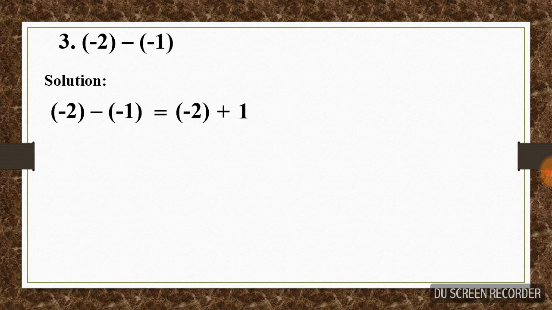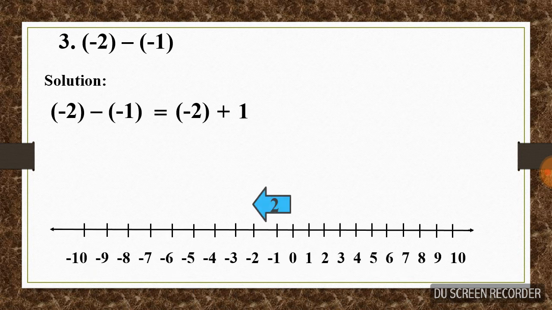By using number line, let's solve this problem. Negative 2. Since 2 is negative, we'll move 2 times from 0 to the left. Plus 1. Since 1 is positive, we'll move 1 time from negative 2 to the right. Now negative 2 plus 1 is equals to negative 1. Now let's have our example number 4.